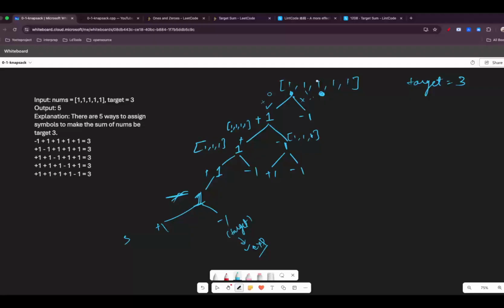Anyhow, it comes under 01 knapsack also, and also because the knapsack itself comes under inclusive exclusive type of questions. But yeah, this is the main idea of the 01 knapsack. I hope it is fine for you. Okay.